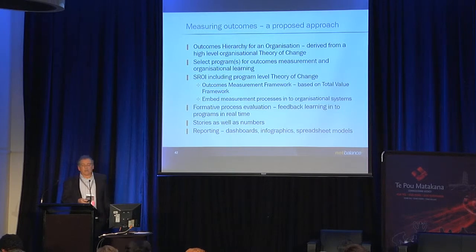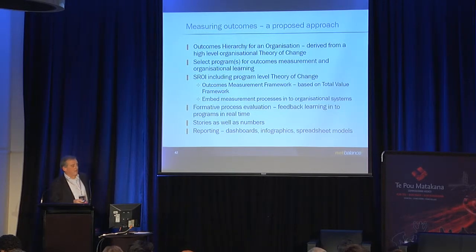Okay, so just the final slide, in terms of a process which we found has worked with many organizations. That's to start off by doing an outcomes hierarchy for the organization as a whole, especially where you're running multiple programs. From that, you pick a program which you feel is the most appropriate, where you really need some answers around whether to invest in it or to scale it up. Use an SROI, theory of change process for that program.